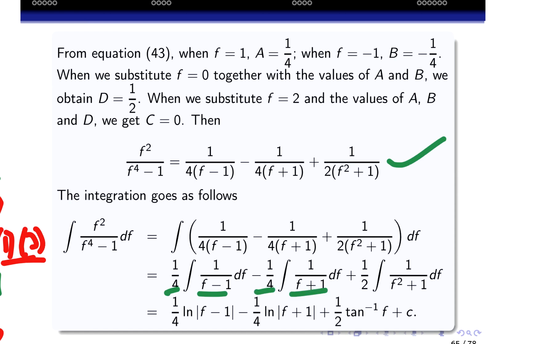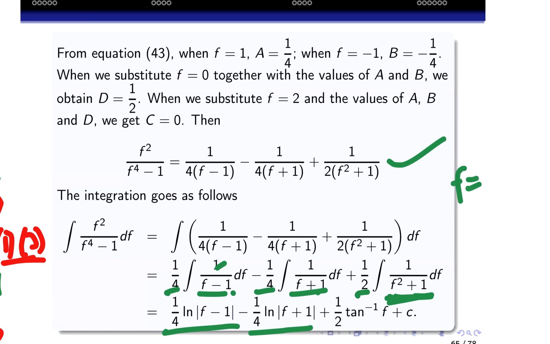So in this case, of course, if you differentiate f minus 1, you get 1. Differentiate f plus 1, you get 1. So automatically, that is 1 over 4 ln of f minus 1, minus 1 over 4 ln of f plus 1. And here, if you differentiate f squared plus 1, you don't get 1. So that's an issue. So you have to do trigonometric substitution. This looks like those cases of x squared plus 1, or a squared plus x squared, or x squared plus a squared, where you now say f is equal to, say, a tan theta.